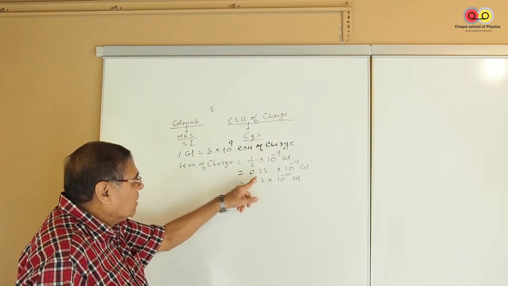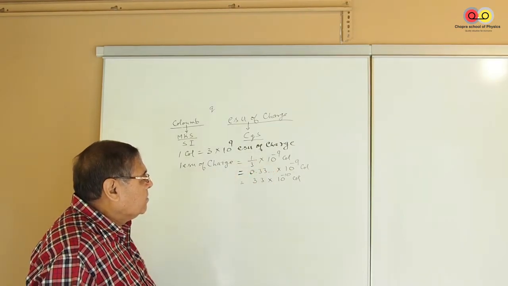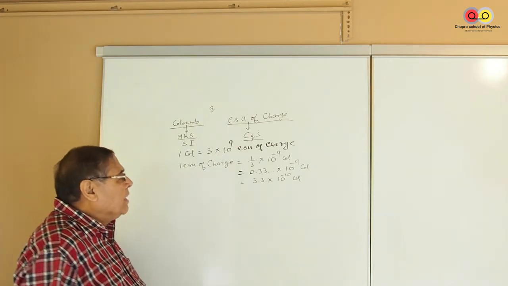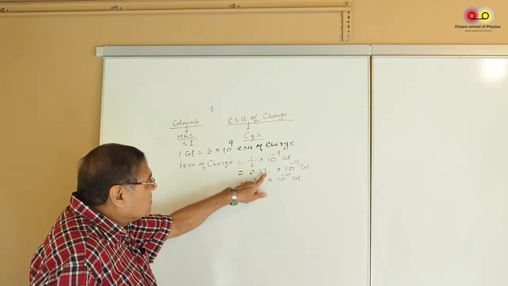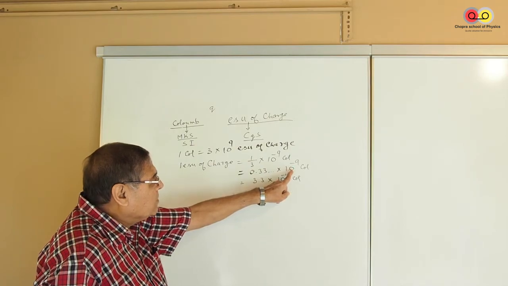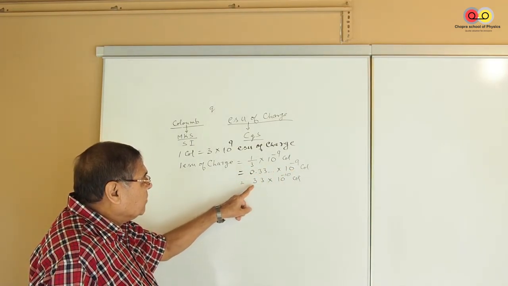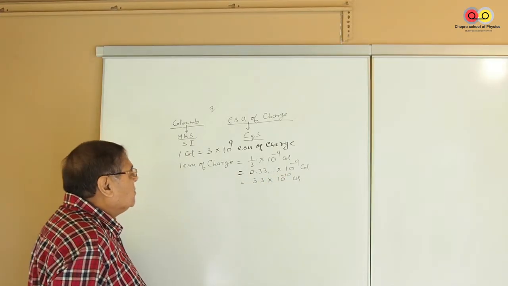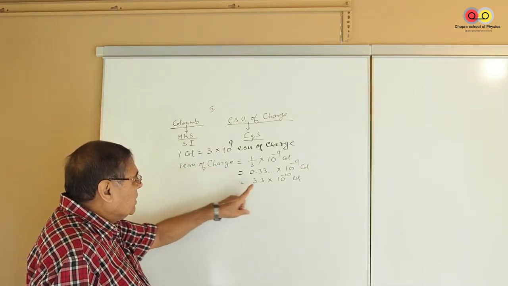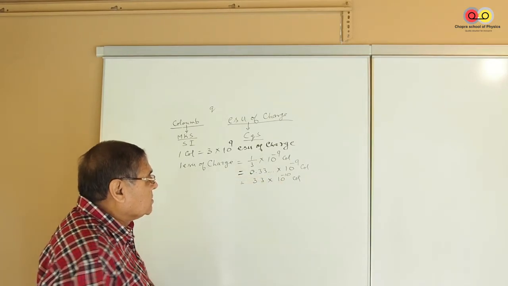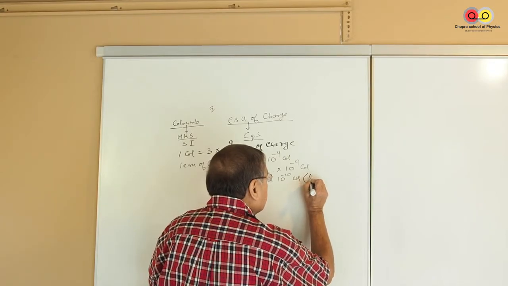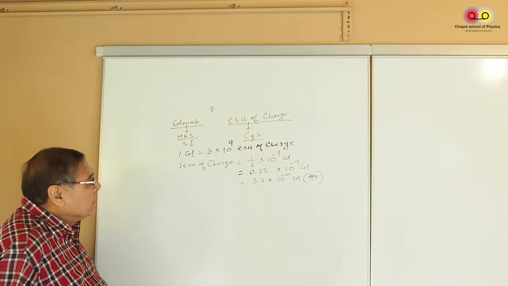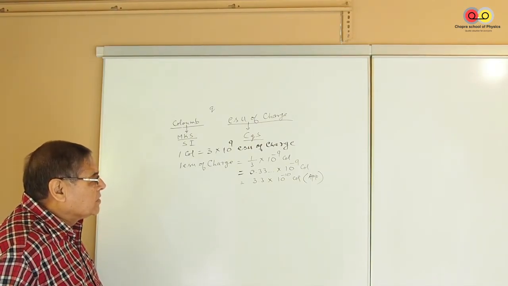1 over 3 can be written as 0.33, that is an unending number, multiplied by 10 to the power minus 9. According to the concept of significant digits, we have to write this number in a proper order. So we multiply this number 0.33 by 10 and we should divide the power by 10. If you multiply this number by 10, it will become 3.3, and if you divide by 10, it will become 10 to the power minus 10 Coulomb. So we have reached the conclusion that 1 ESU of charge is 3.3 into 10 to the power minus 10 Coulomb, and this is the nearest approximation.